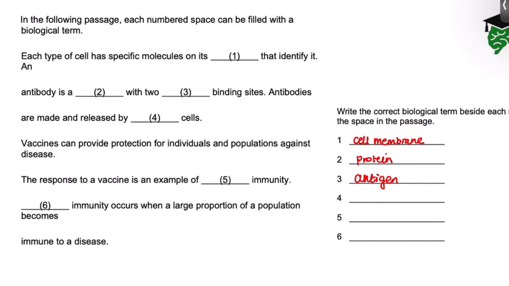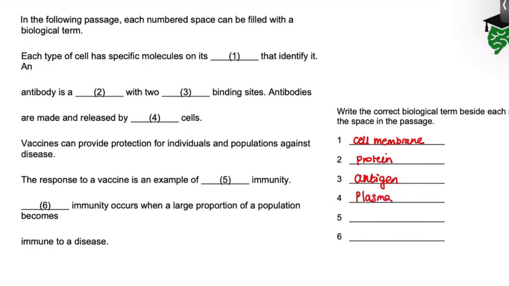Antibodies are made and released by what cells? It's the plasma cells. Remember, plasma cells release antibodies, and memory cells differentiate into plasma cells when infected with the same pathogen in the future. So plasma cells is the answer.